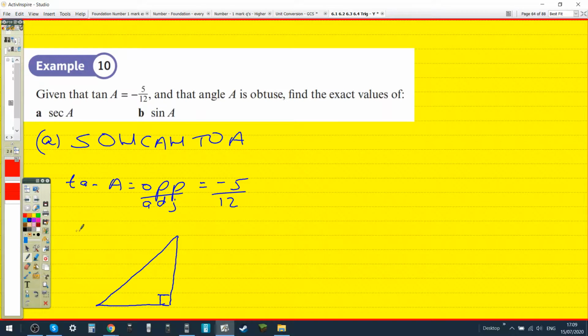Yeah, maybe I should have drawn this differently. Yeah, I'm going to take that there. It's going to be that one there. So this one is opposite. That's angle A. This is minus 5 over the adjacent. That's going to be 12. However that works. Okay. What is the hypotenuse?